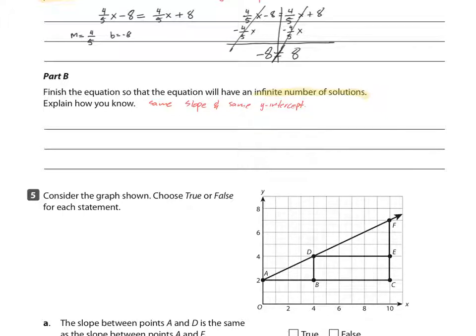So our equation is 4 over 5x minus 8 equals, we need the same slope, okay, so we're going to write 4 over 5x, and you need to have the same y-intercept, so we're going to write negative 8. And to prove it, let's draw the vertical line, subtract 4 over 5x from both sides. This one cancels, and you're left with negative 8 equals negative 8, which is true. We're done.